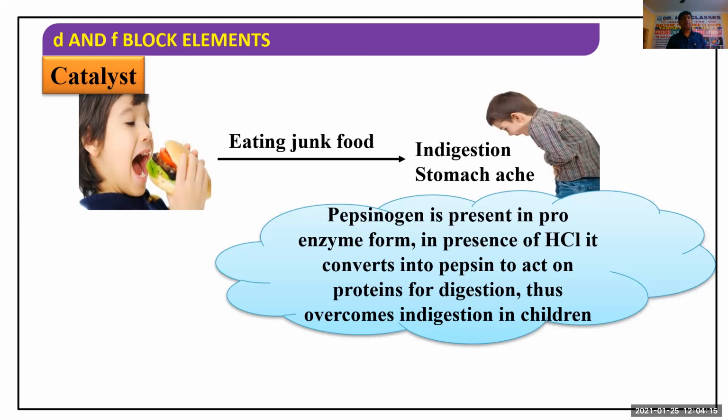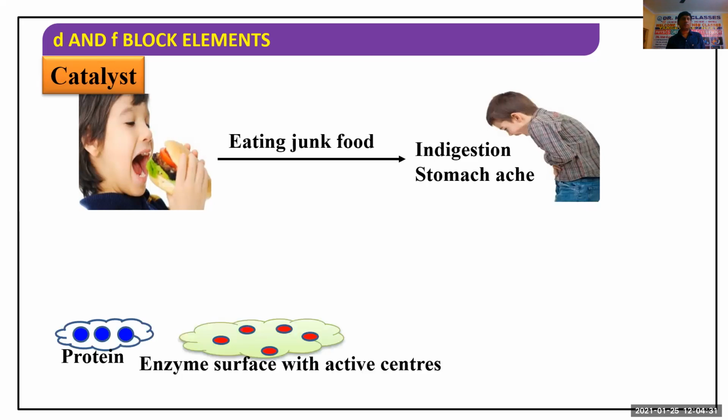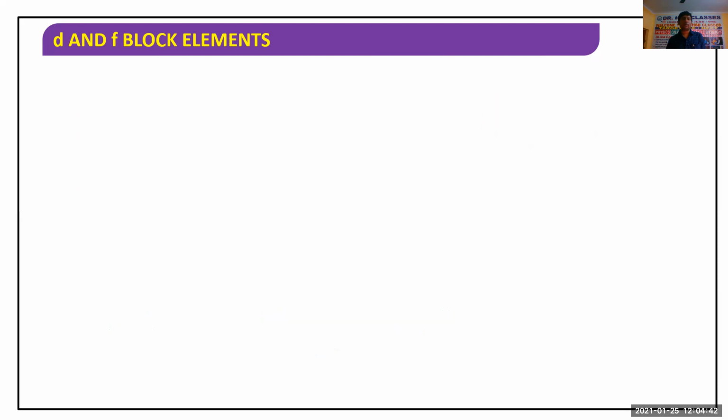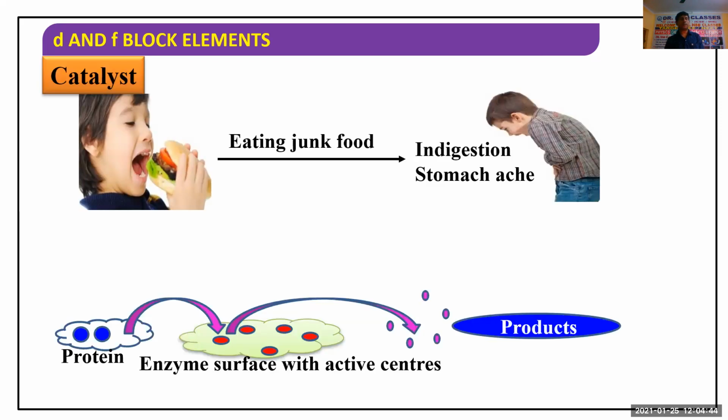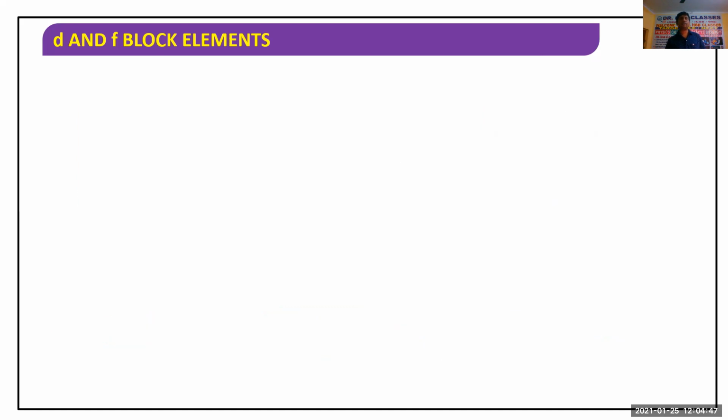Pepsinogen is present in pro-enzyme form. In presence of HCl, it converts into pepsin to act on proteins for digestion, thus overcoming indigestion in children. So protein plus enzyme, enzyme surface with active centers readily capture, and it gives product, that's the digestive product.